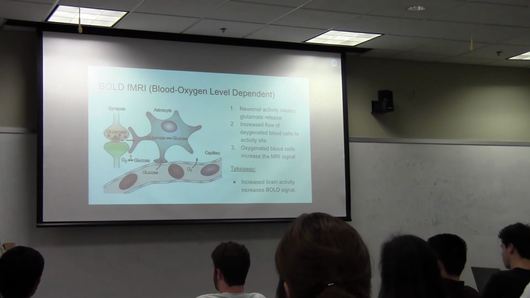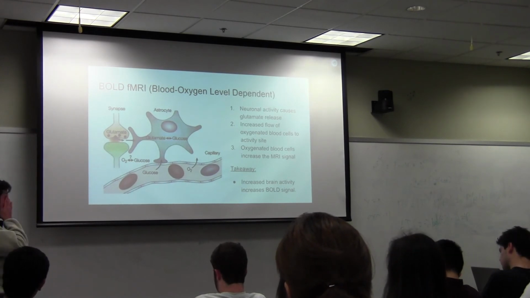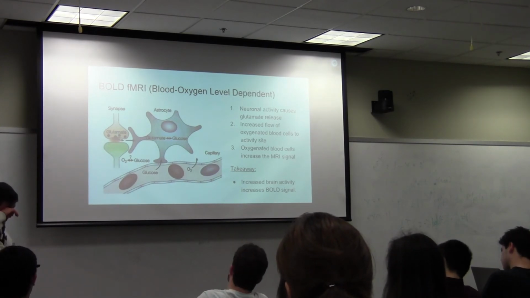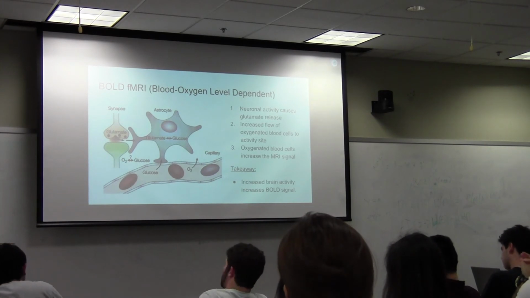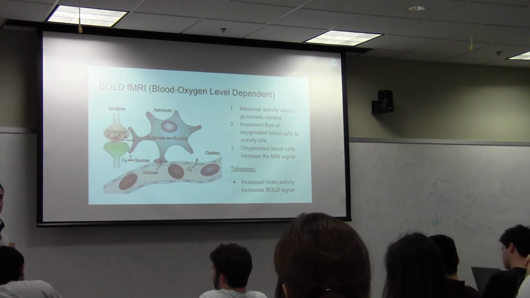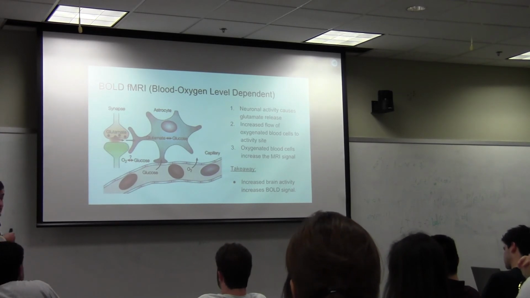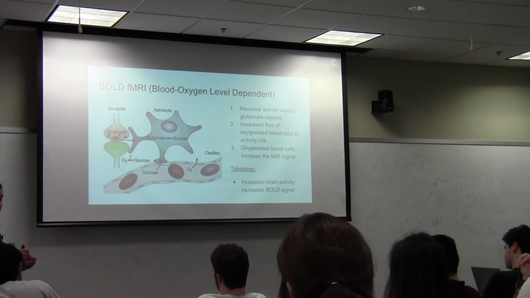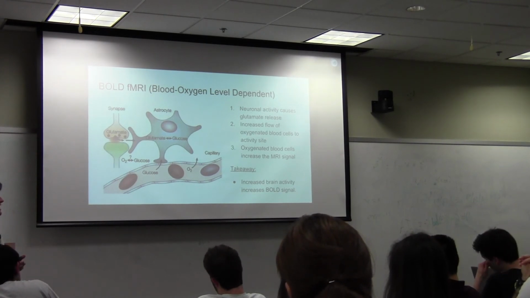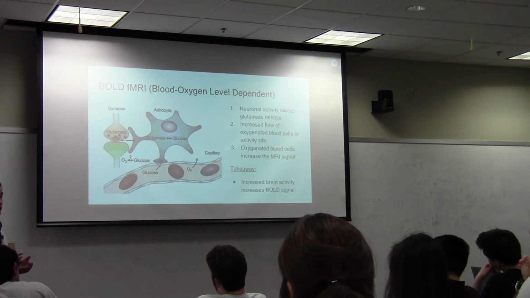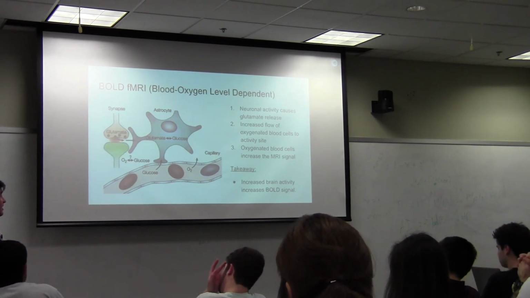Pretty straightforward. So now moving into the BOLD, which is the basis for functional MRI or fMRI. BOLD stands for blood oxygen level dependent. The most simple way to describe it is that when neurons have activity and are synapsing, not necessarily their firing rate, but when they're actually synapsing, they need more energy and oxygen. So they release glutamate, which is a signal that they need that extra oxygen.